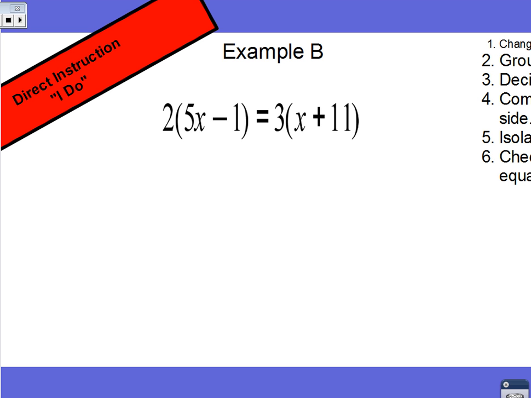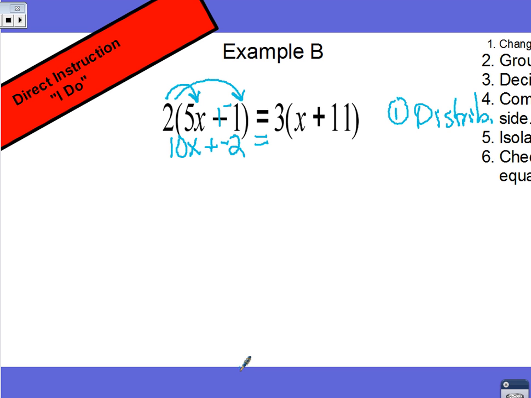Okay, so I'm going to start and do my keep, change, right there. And now I'm going to use my distributive property to get rid of my parentheses. 2 times 5x is 10x. 2 times negative 1 is negative 2. Now I'm going to do my other one. So this is distributive, step 1. Okay, actually I guess you could do my subtraction problem. But 3 times x is 3x. 3 times 11 is 33.